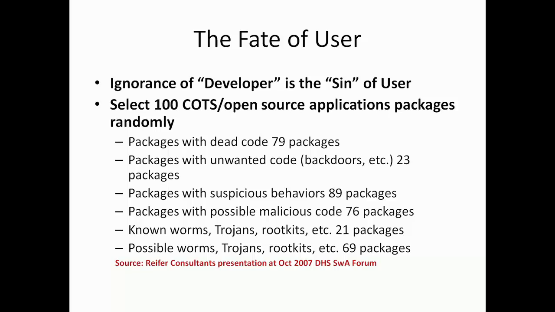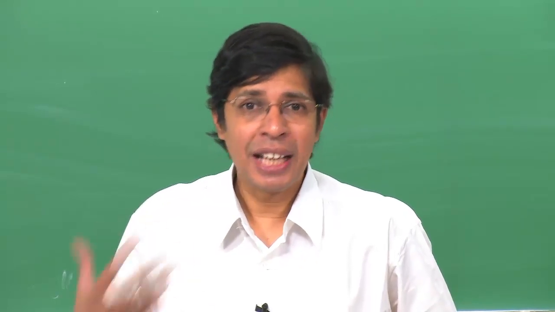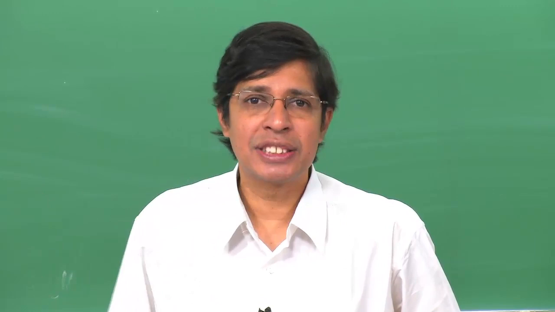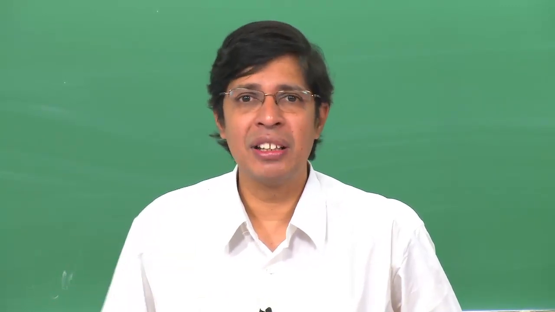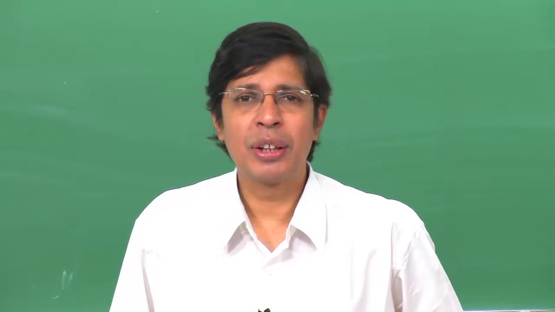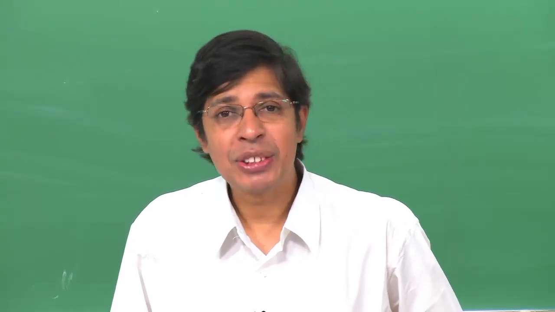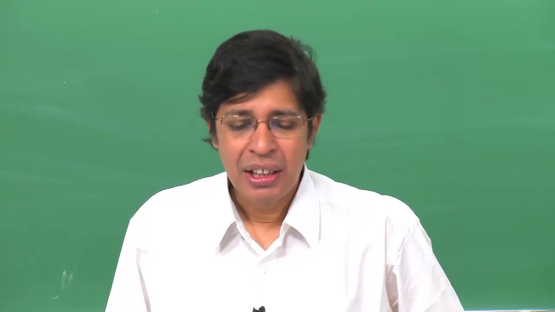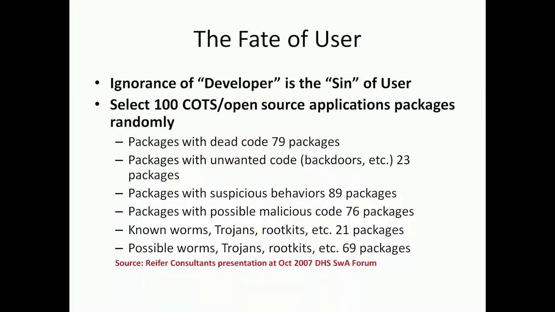There were packages with dead code, 79 packages with dead code. Dead code is code which you do not execute normally, but the dead code can be a potential atom bomb, because that can come into existence in some contingent situation where it can go and kill, or it can be a major vulnerability, right. Then there were unwanted codes which can be interpreted as backdoors, and there were 23 packages. There were packages with suspicious behavior, around 89 packages, 89% of your software had suspicious behaviors. There was malicious code, known malicious code in 76 packages, known worms, Trojans, rootkits in 21 packages, and possible worms, Trojans and rootkits in around 69 packages.